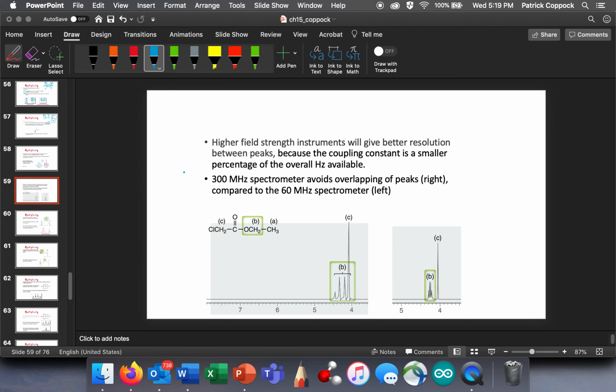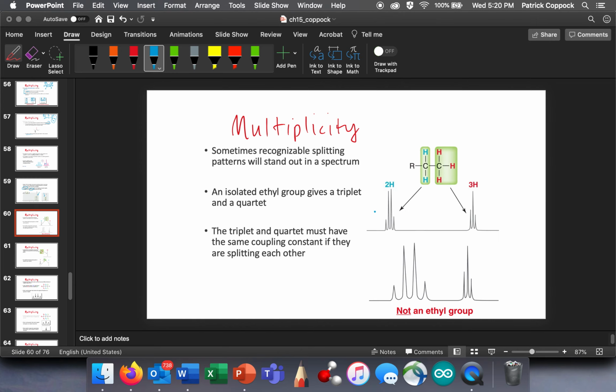Higher field strengths will give better resolution between peaks. So if you have a 300 megahertz spectrometer, it's going to give better resolution than a 60 megahertz spectrometer, right? These would be like the same peaks, but you can see you get better resolution if you get essentially a more expensive apparatus, of course.